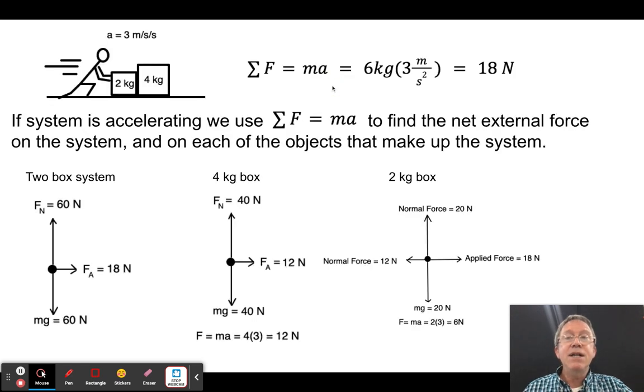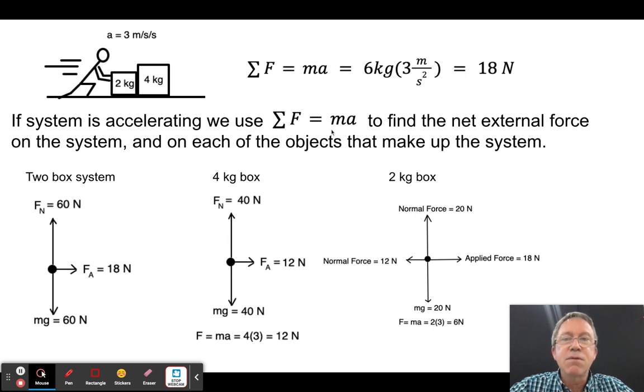Okay. Now let's look at one where it's in motion and do the same thing here. So now I'm told that the system is accelerating. The person is applying a force to this 2 kilogram box, which is then applying a force to a 4 kilogram box. And the system of two objects is accelerating at 3 meters per second squared. So usually what's going to happen in these situations is one of two things. You're either going to be told how fast it's accelerating, from which you must find the force, or you're going to be told the external force, from which you must find the acceleration. It usually works out to be one of those two ways.